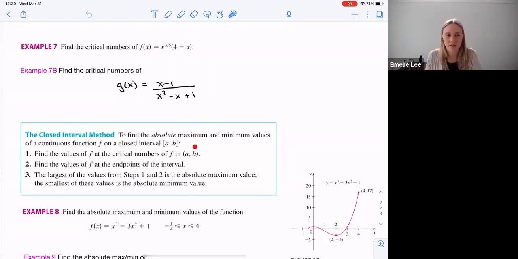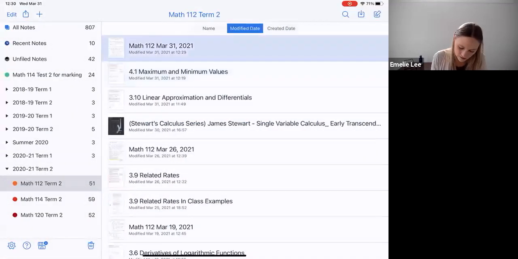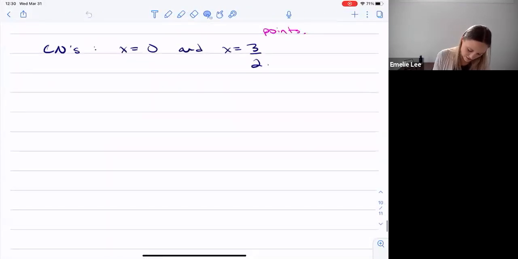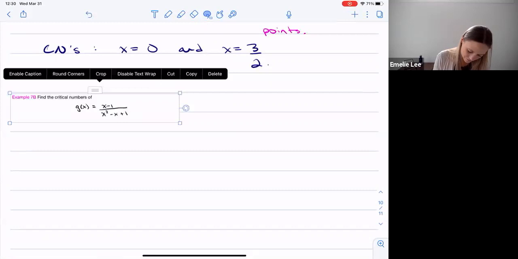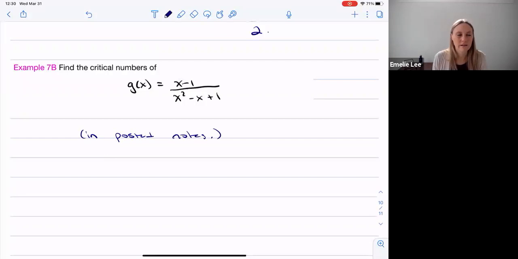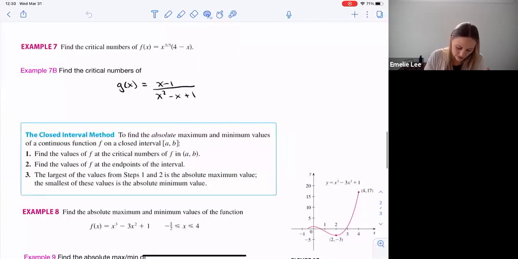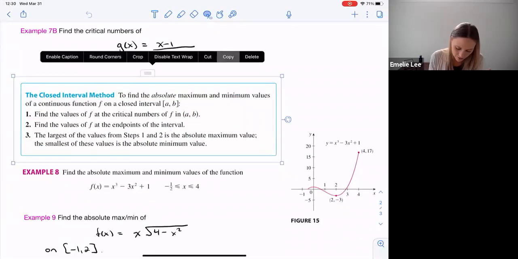But what I want to talk about is the closed interval method. So I will bring this in, and I'll fill this in. So maybe try that one on your own and then go back and see. But we're going to practice finding the critical numbers using the closed interval method.